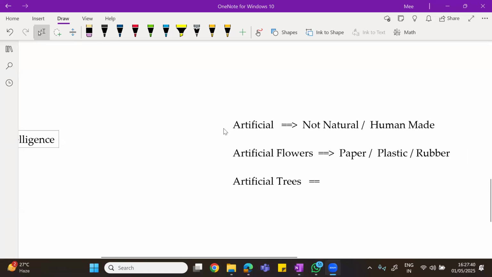Cloth. Yeah, Ashwin, we can use the cloth. That's good. I can put it as cloth.